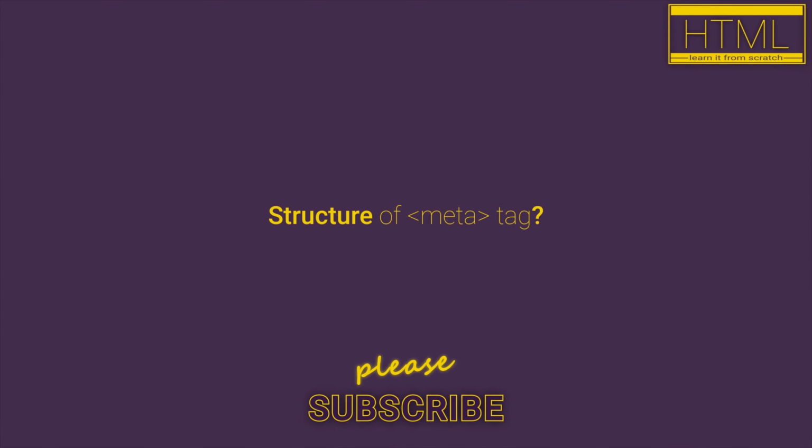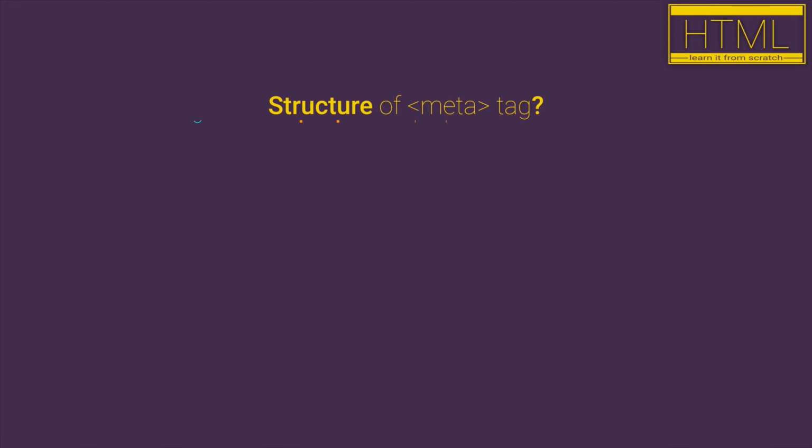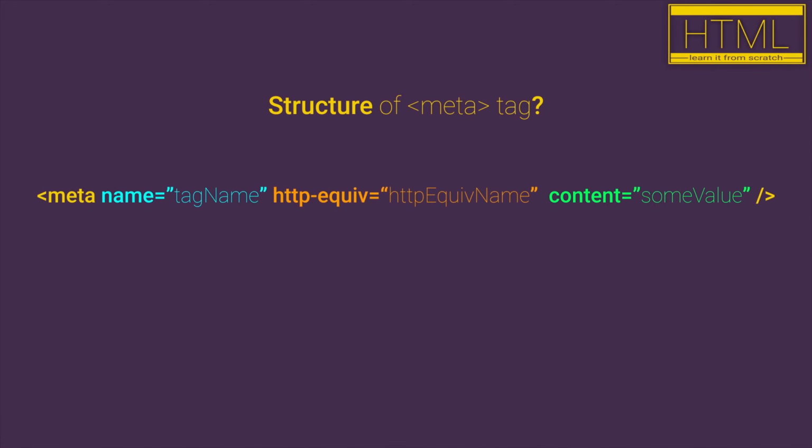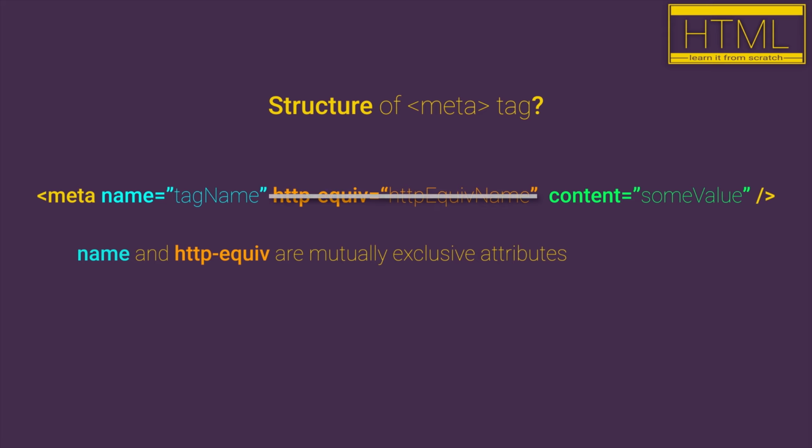Structure of meta tag looks like. Well, meta tag usually contains name HTML attribute or http-equiv attribute and content HTML attribute. Name and http-equiv are mutually exclusive attributes, which means if you use name, you will not use http-equiv attribute, and vice versa.